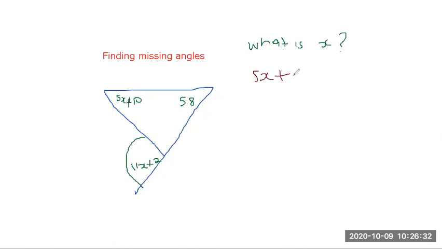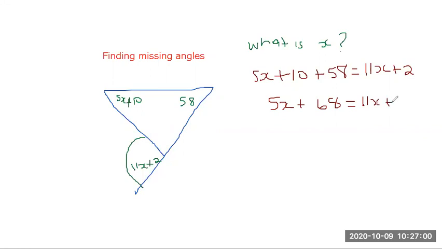So I'm gonna write it out. 5x plus 10 plus 58, all of that should equal 11x plus 2. That's just how it works. And then you group like terms. You do the additive and multiplicative inverse. So you go in 5x plus 68 equals 11x plus 2.